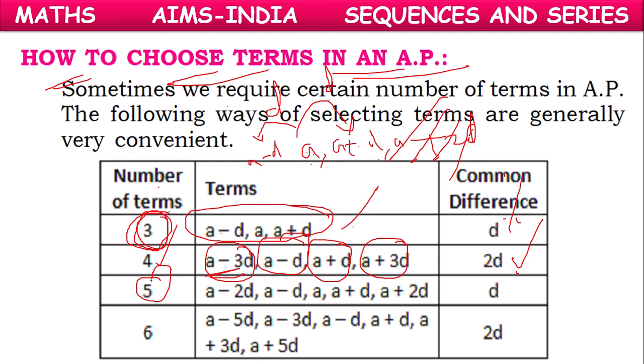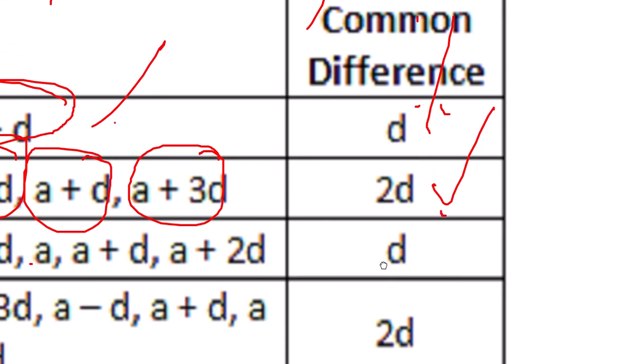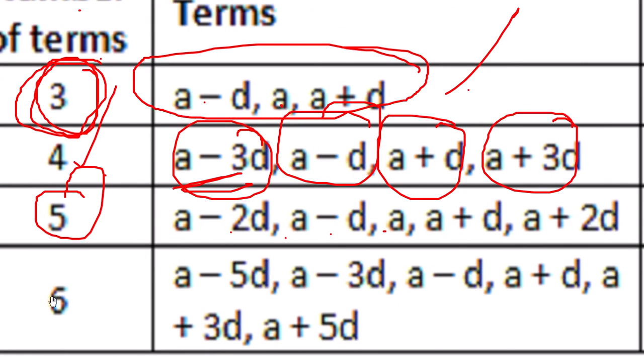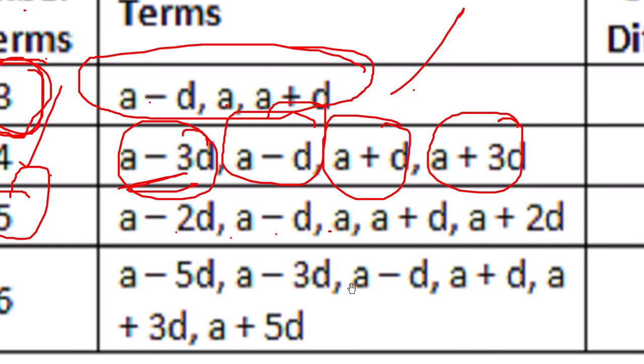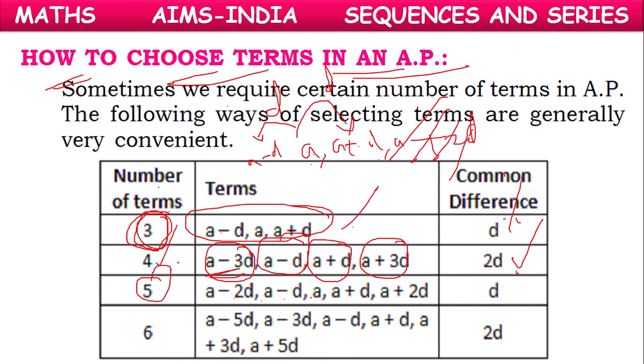When we have 5 terms: A minus 2D, A minus D, A, A plus D, A plus 2D. Common difference is D. When we have to take 6 terms: A minus 5D, A minus 3D, A minus D, A plus D, A plus 3D, A plus 5D. Common difference is 2D. When we have to take an odd number of terms, we take terms like that. Common difference is D and A should be in the middle. Before that A minus D, after that A plus D.